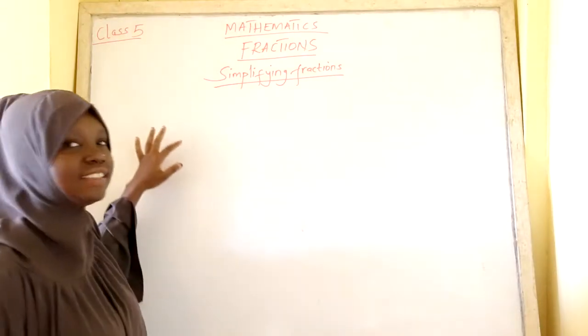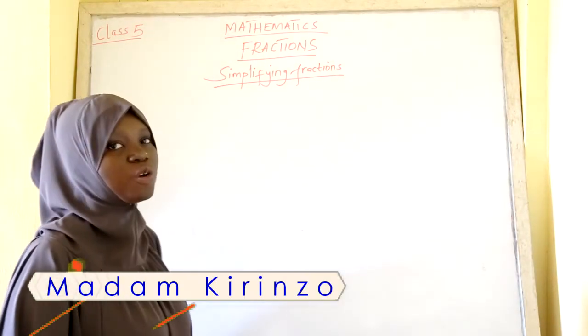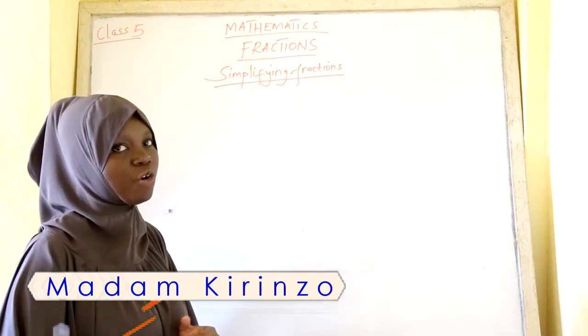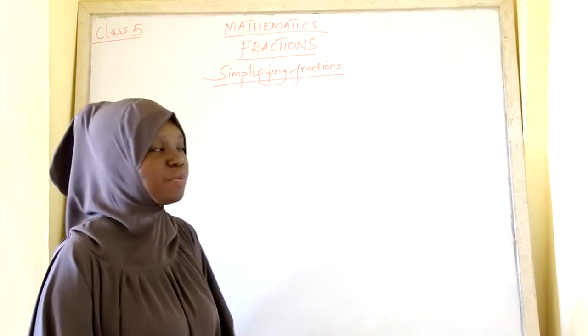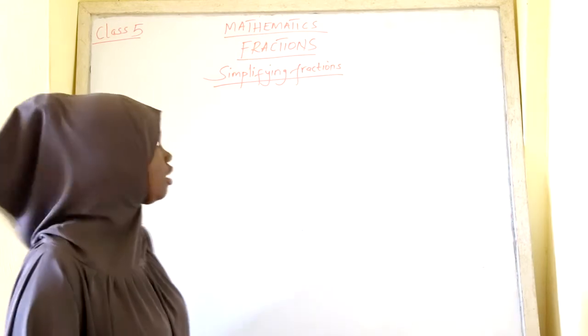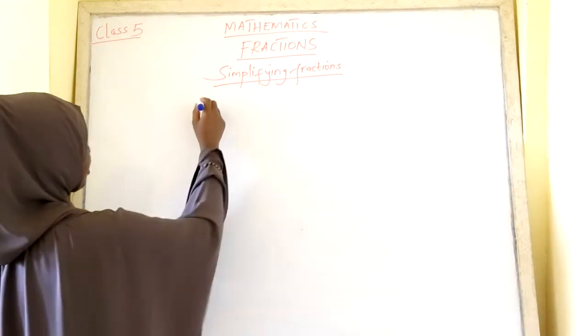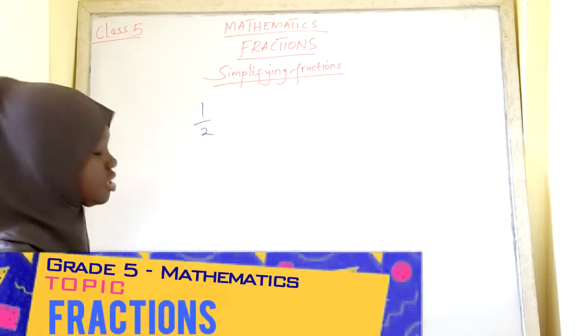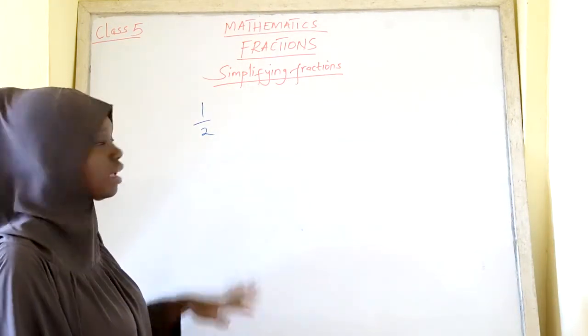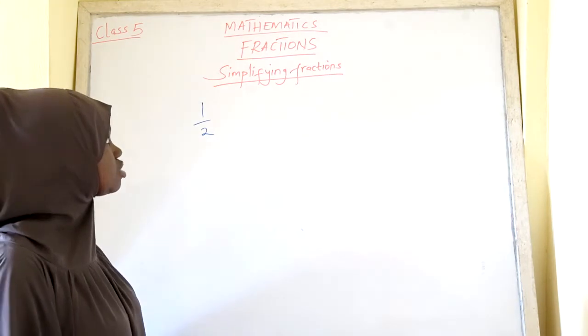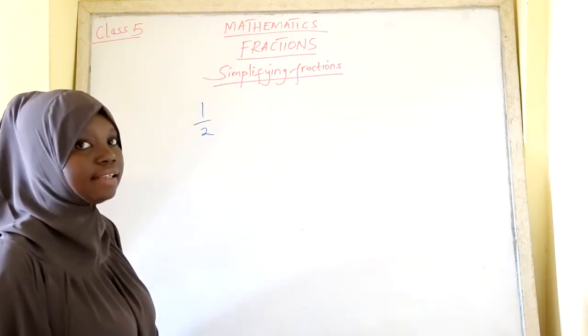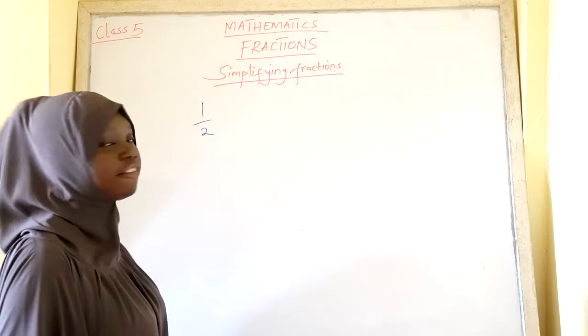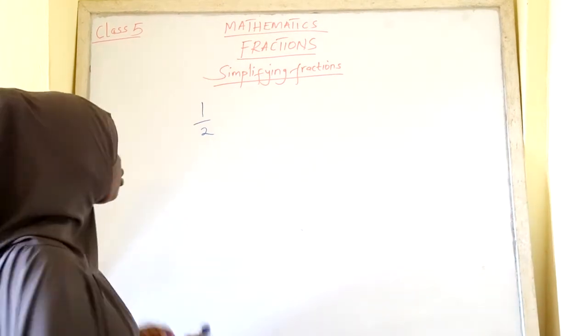Okay. We said that a fraction is a numerical quantity that is not a whole. For example, we have the fraction a half. So a half is not a whole. That's why we are saying it's a numerical quantity that is not a whole. And in a fraction, we have a numerator and a denominator.